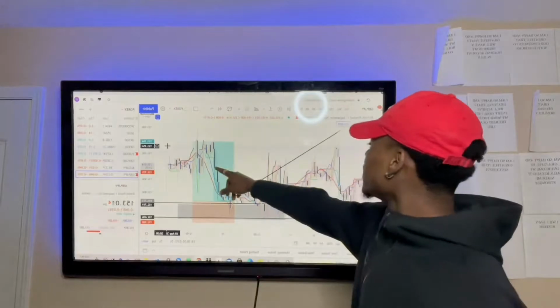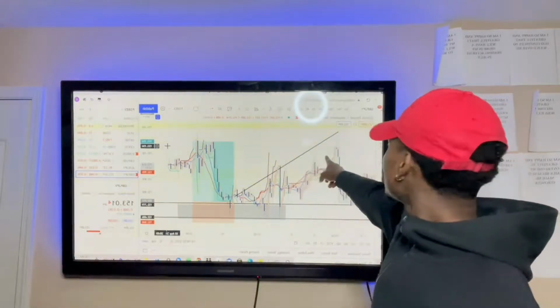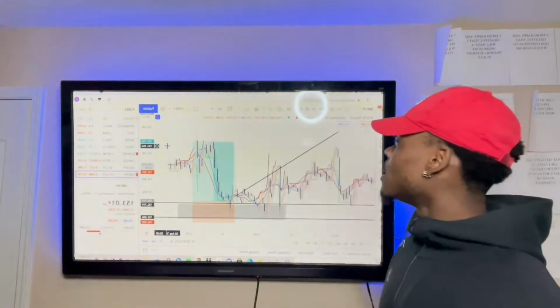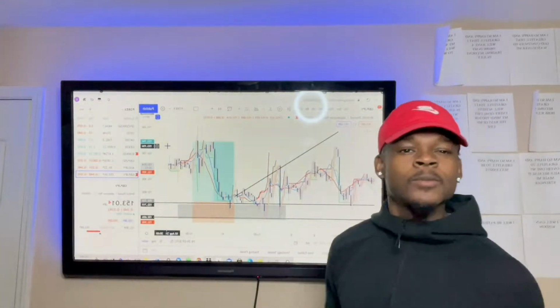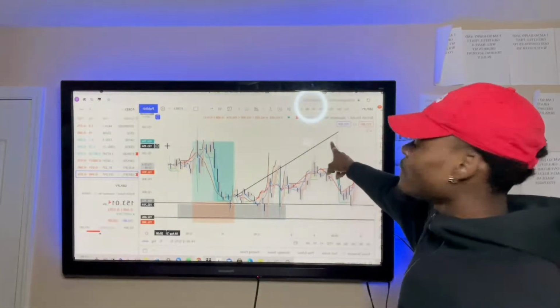I set my TP to the last zone, the last high point that it went to, as you guys can see. So I pretty much figured if it's going to go back up, it's going to go back up to that area because of this wick right here. It got to fill back in that area.